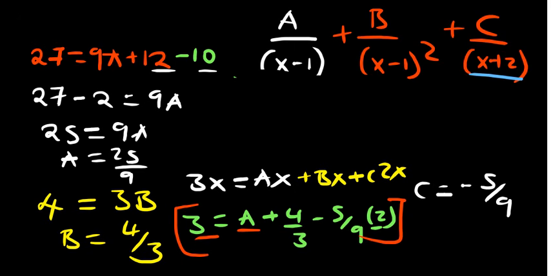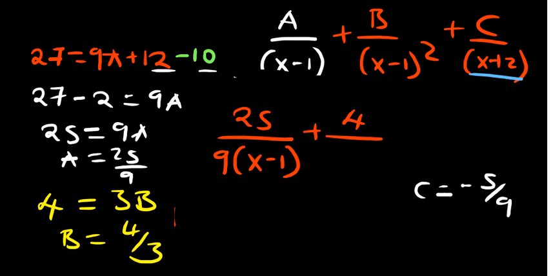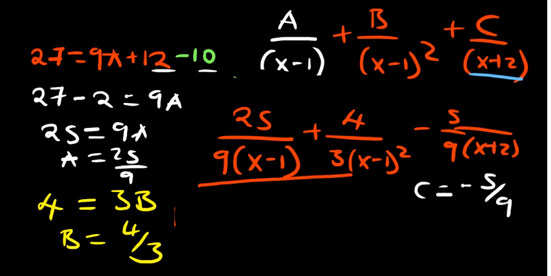Okay, so we found the value of a, b, and c. We can now plug into the equation that we had there, and we'll be able to show it as partial fractions. So what value do we have for a? So for a, we have 25 over 9. So we have 25 over 9(x minus 1). Our b is basically 4 over 3, so we have 4 over 3(x minus 1) squared. Then for our c is negative 5 over 9(x plus 2). So we've now resolved this into its partial fractions.